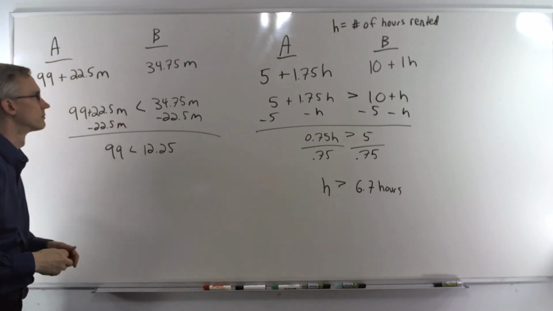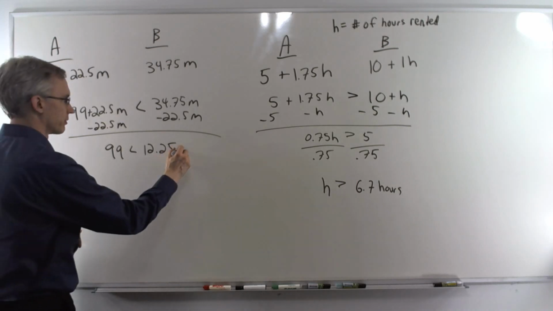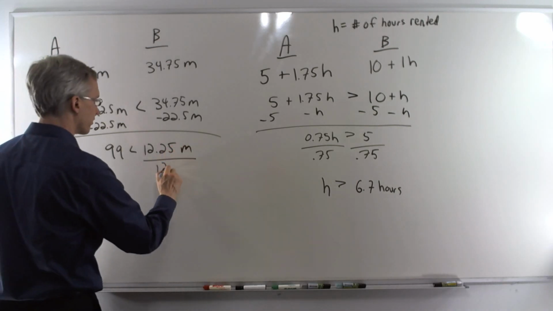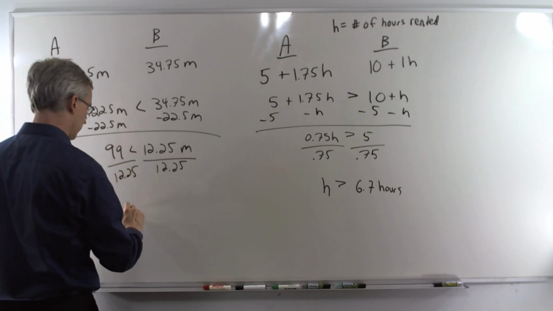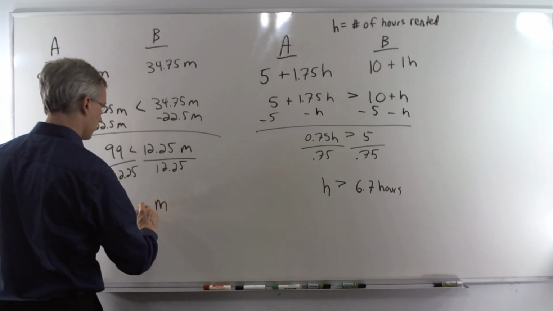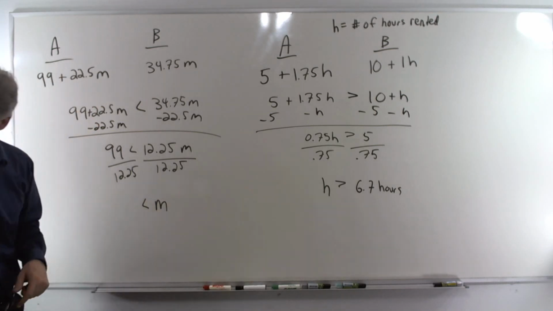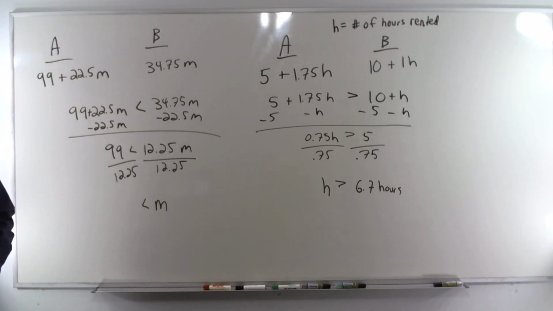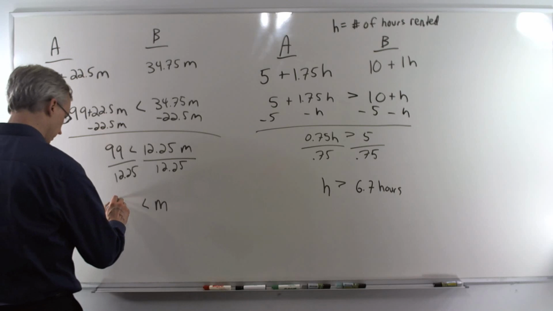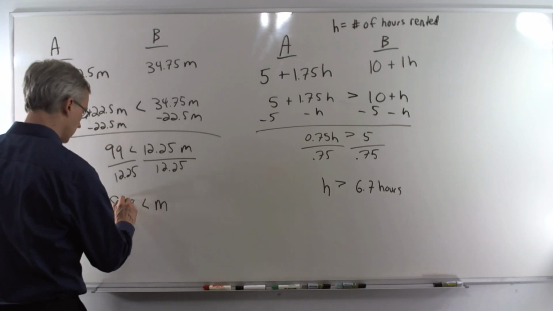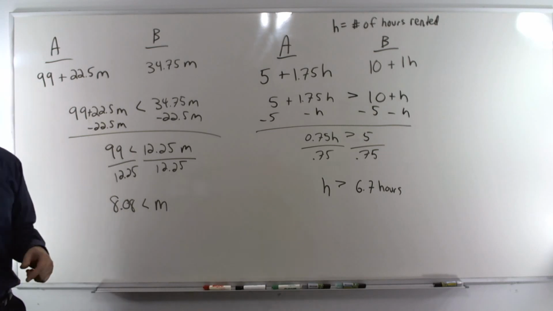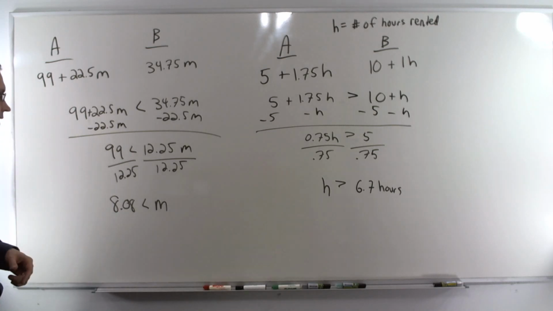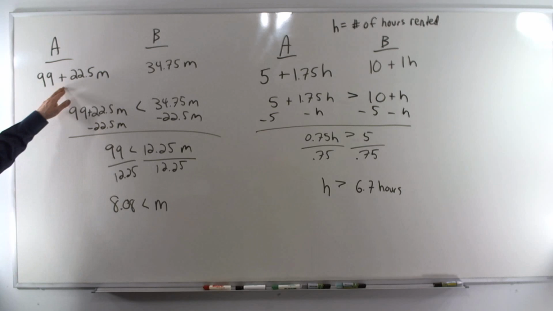12.25 M. Now we'll divide by 12.25, and we get 8.08. So M has to be greater than 8.08, so a little over 8 months into it. That makes plan A the better deal.